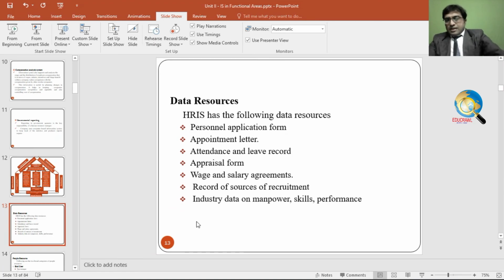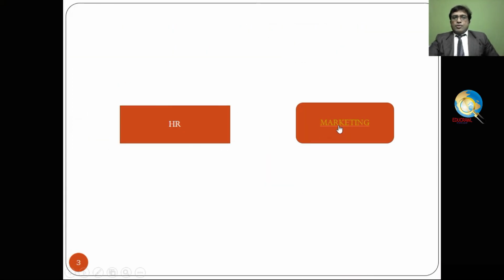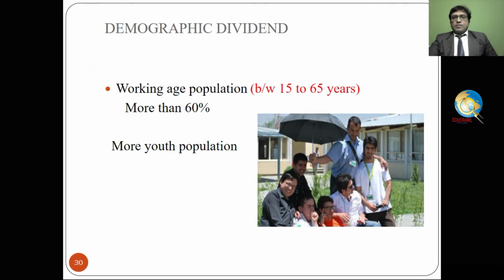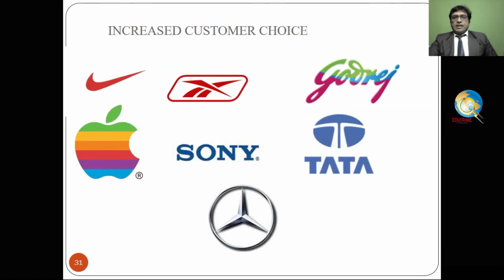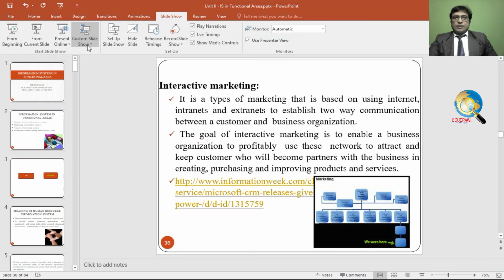Once again, I'm pressing F5. I'm going to display for marketing, guys. So I'm clicking marketing. It will start with the marketing information system. All the details related to marketing are displayed to the viewers, and finally the slides end. So you can see we have used both custom shows, HR and marketing. Similarly, you can create any number of custom shows.